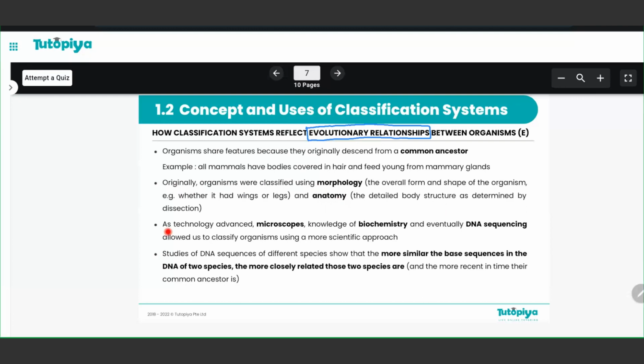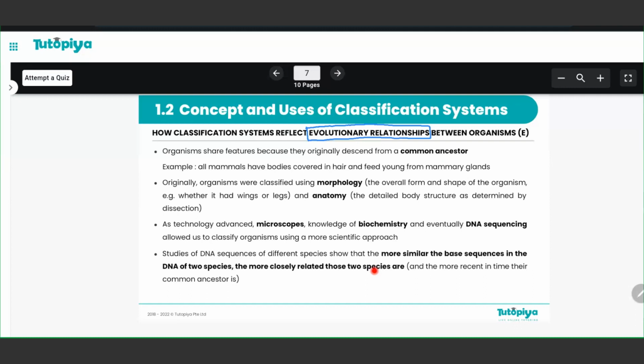But now, as technology advanced, microscopes, knowledge of biochemistry, and eventually DNA sequencing allowed us to take this grouping system into a more scientific approach. So what is done now is that the DNA sequences of different species are considered, and the more similar the base sequences are in the DNA of two species, the more closely related these two species are.